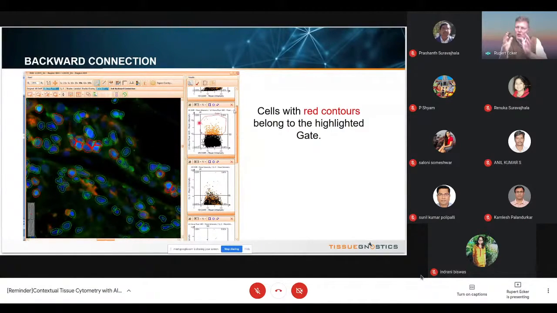The system not only tells you how many cells are there and how many express a specific marker or a specific marker combination, so co-expressions can be determined, but also where the cells with a certain phenotype are located in the tissue section.